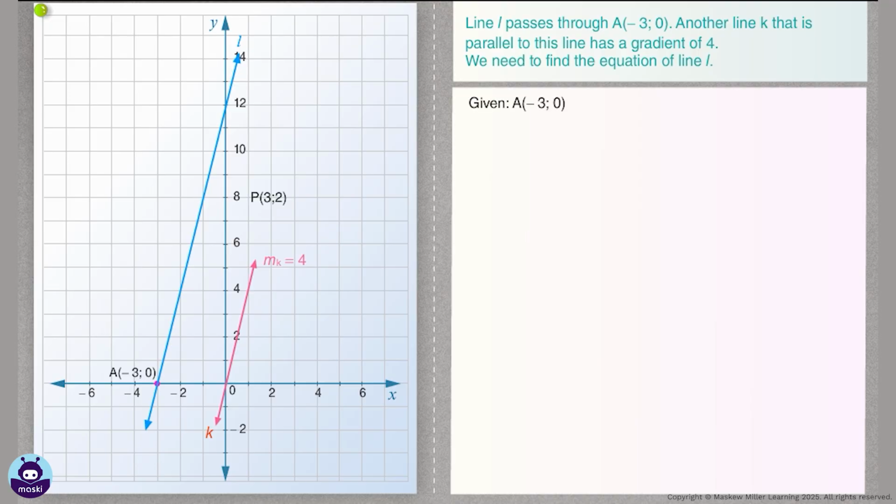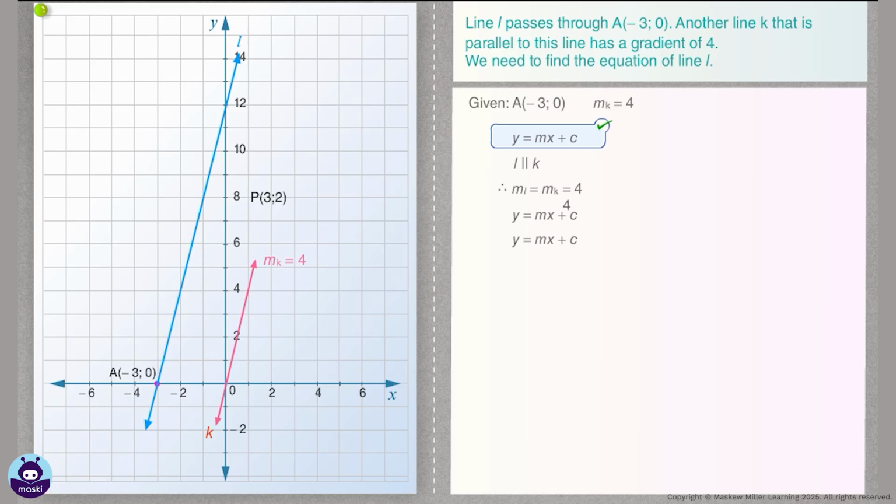Well, we have a point on line L. We could use the gradient-point form of the equation of the line if we knew its gradient, but it is unknown. We do have the gradient of line K. Since line L is parallel to line K, its gradient will be equal to that of K. We can substitute x1, y1 as -3, 0, and m as 4 in the gradient-intercept form of the equation of a line, y is equal to mx plus c.